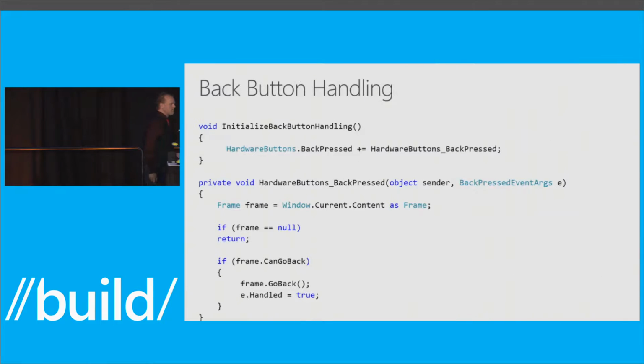And this is basically the code to do it. It's really simple. You add a listener, a handler, to the back-pressed event. And inside that handler, you check whether you can actually go back on the frame. That is the last if statement there. If frame can go back, that is the API to use to see: am I on the top level of the application or am I on a sub-page? And if on a sub-page, you call go back, which will navigate back in your backstack. And you set the event to handled.